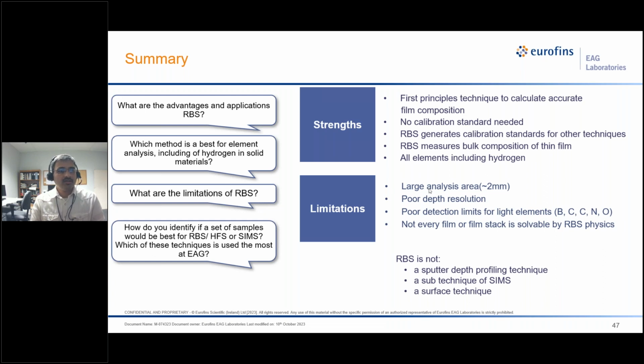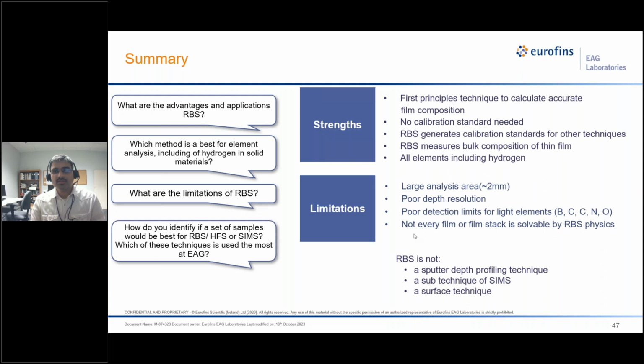Now the limitations. It has a large analysis area. The minimum spot size is 2 millimeters, and it has poor depth resolution. Depth resolution is limited because of the ion scattering physics. There are also poor detection limits for lighter elements. As I explained earlier, the scattering cross section is low for lighter elements, so we have poor detection limits for these elements. And not every film or film stack is solvable by RBS physics.